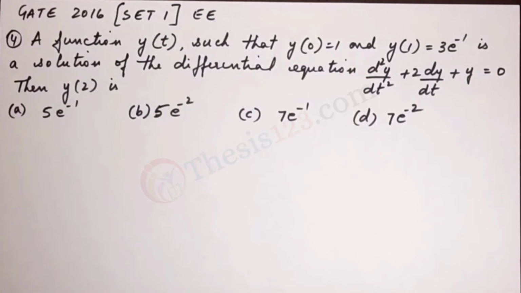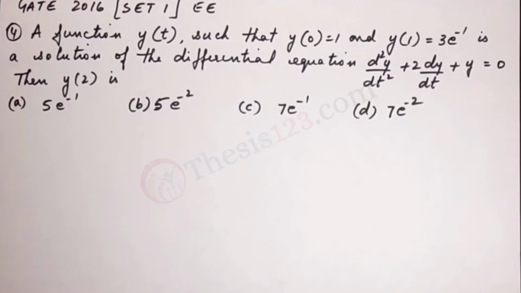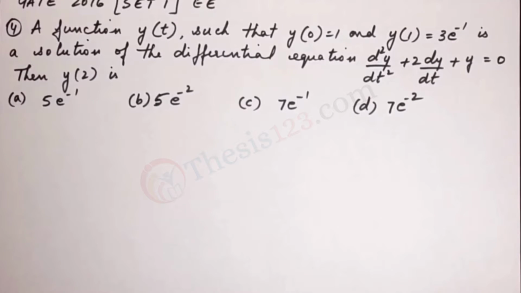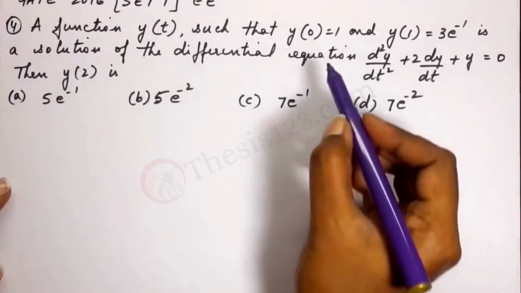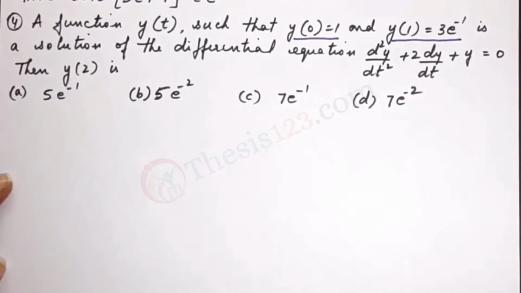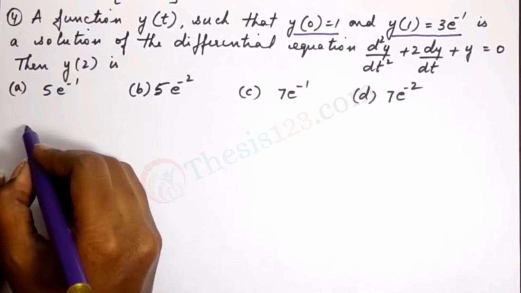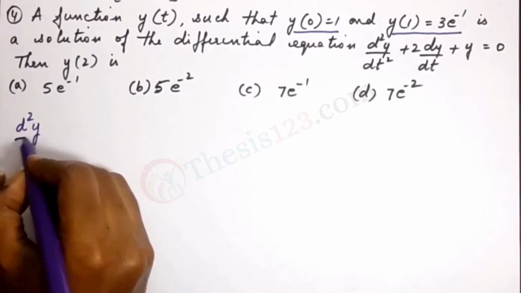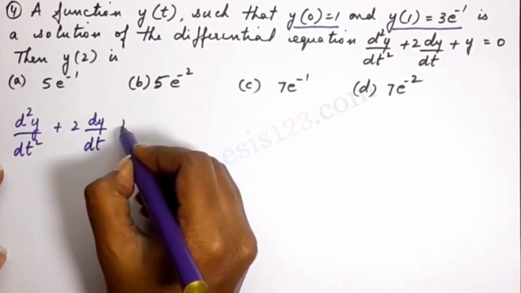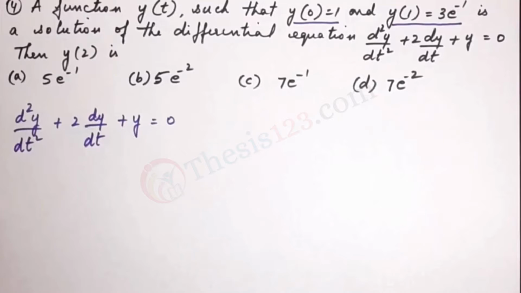Okay, so here's the fourth question. A function y of t such that y of 0 is equal to 1 and y of 1 is equal to 3 e power minus 1 is a solution of the differential equation given. Here y of 0 is equal to 1 and y of 1 is equal to 3 e power minus 1 are initial conditions. So let's write the differential equation given here. That's d square y by dt square plus 2 dy by dt plus y is equal to 0. So we're supposed to find out what y of 2 is.